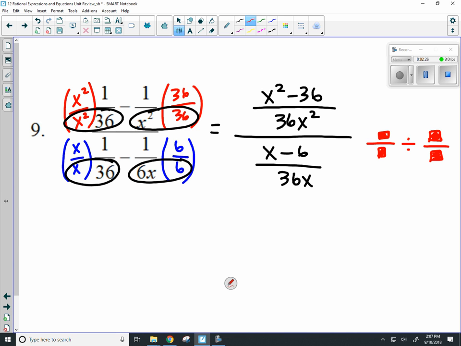Alright, so if you have Mrs. Danhoff, this is probably how she's showing you to do it. And then she's going to have you flip the second fraction and write it as multiplication. And that works every time, and there's nothing wrong with that.